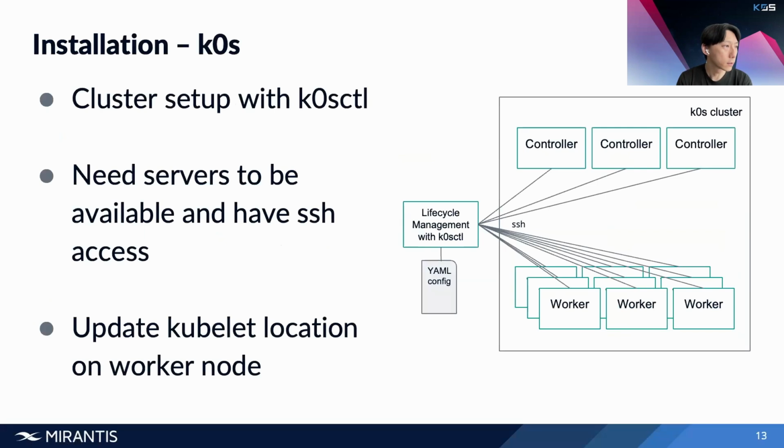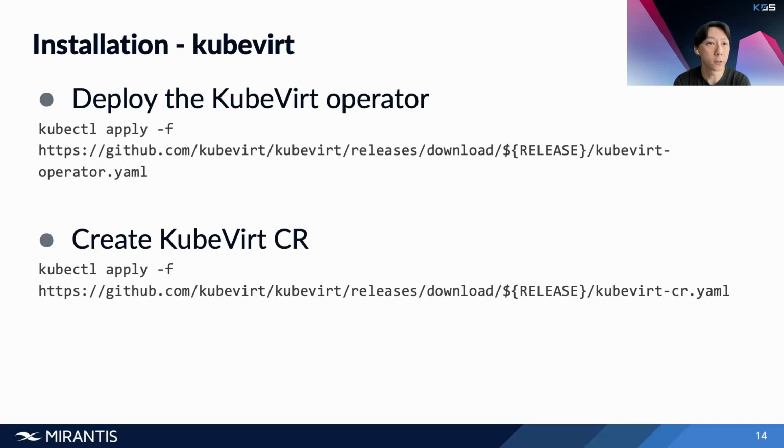So the first thing is the installation with K0s, where we have the cluster setup. Things to look out for: you need to have your servers ready and have SSH access. K0sctl will SSH into the machines, download K0s, install it, and then link up all of the controller and worker nodes. From there, we can download the kubeconfig file and connect to the actual cluster.